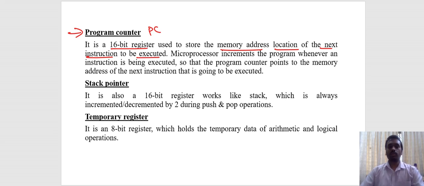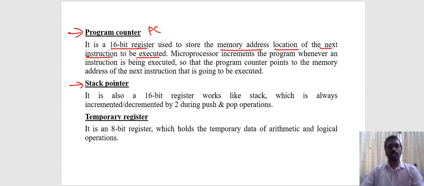So for example, if you are executing the 10th instruction, the program counter indicates, after execution of this 10th instruction, what is the next instruction to be executed. So it always points to the memory address of the next instruction to be executed. So that's the use of the PC.